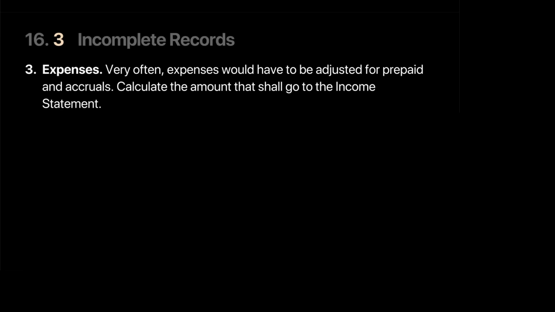So once we're done with the upper half of our income statement, which is sales and cost of goods sold, we now need to look at our expenses. All right. So expenses will obviously have adjustments for prepaid and accruals. Our job is to calculate the actual amount of expenses. So a very useful account that we can draw for expenses is an expense account, which would record all prepaids and accruals. Let me show that as well.